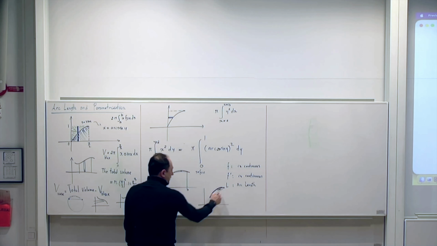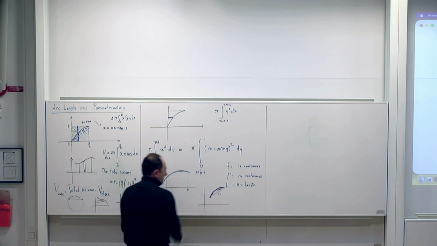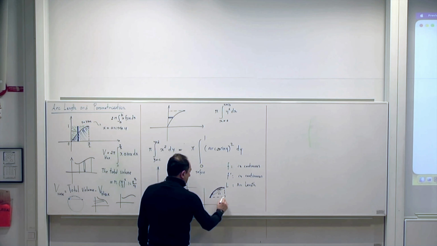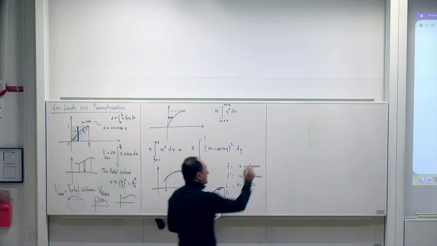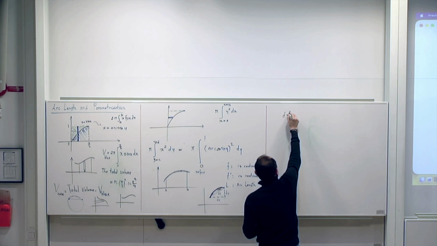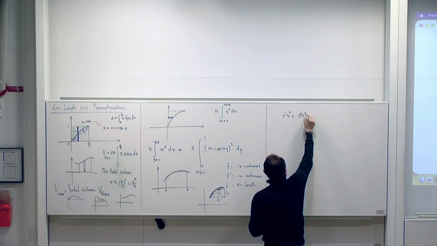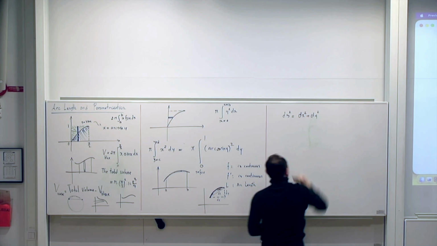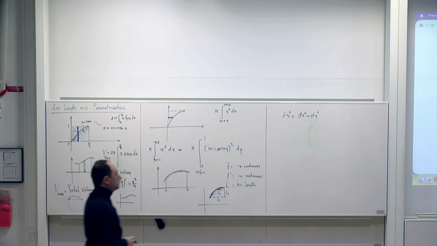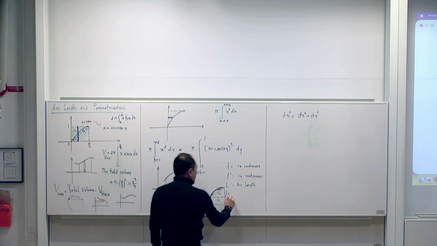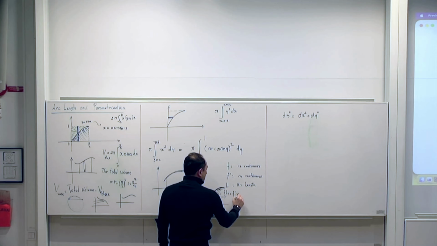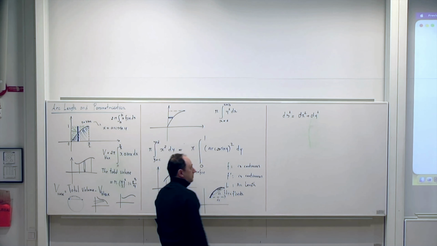So if I call this one ds, this one dx, and of course this one dy, and then I use the Pythagoras theorem, I can write ds squared is equal to dx squared plus dy squared. I know what will happen now, but let us just write it down. And then if I ask you what is dy, dy is the derivative of my function multiplied by dx. So I can put it here.